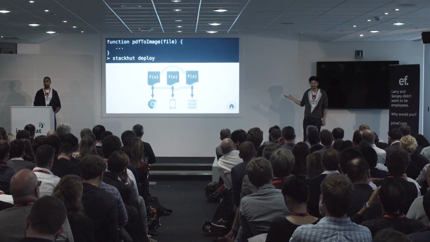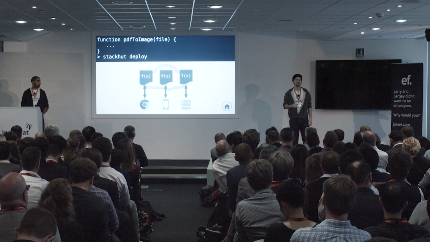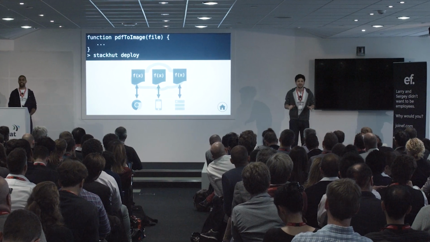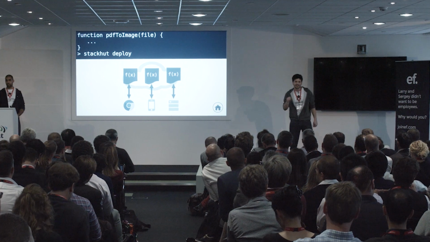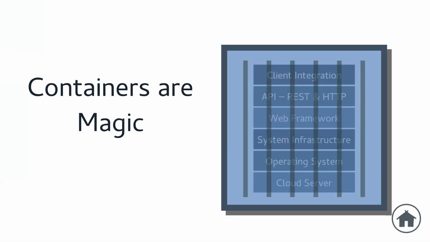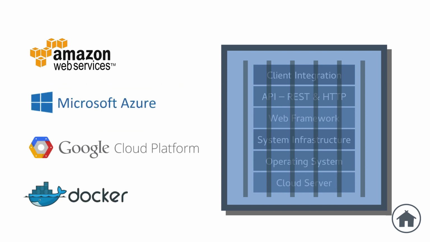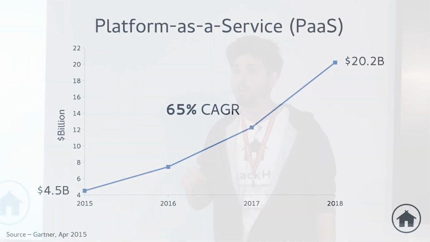So why isn't this the norm? Well, building Stackhut has just become possible because of a new technology called containers. And containers are magic because they let us take all the steps that I just described to you and execute them in 50 milliseconds. And this is why everyone from Amazon to Google is betting that containers are the future of cloud computing, a $130 billion industry. With our segment, platforms as a service, worth $4.5 billion and growing 65% a year.